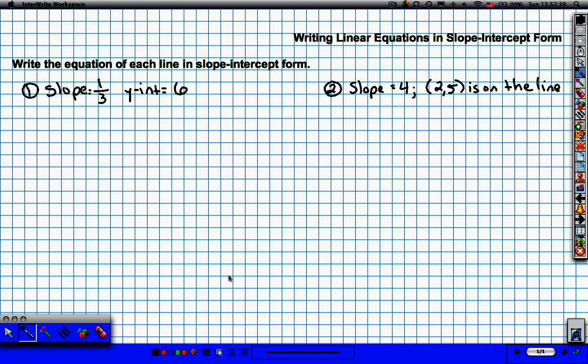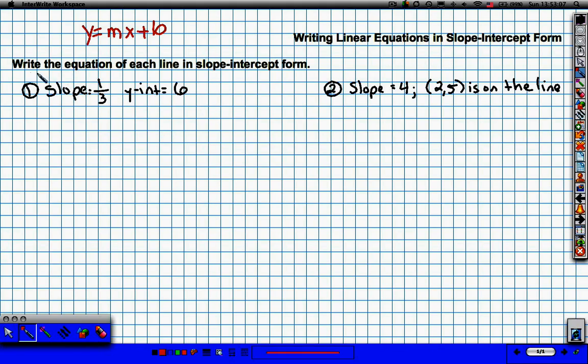Today what I'm going to do now is show you how to write a linear equation in slope-intercept form. If you recall, slope-intercept form is y equals mx plus b, where m is our slope, b is our y-intercept. That's why it's called slope-intercept form. So here's a couple examples. They're both different because they're going to require different things, but they'll still give us an equation in slope-intercept form.